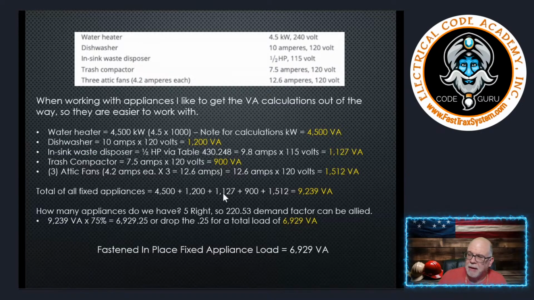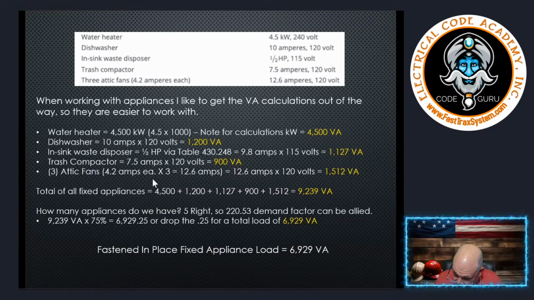Why? Because how many appliances do we have? Do we have 5, right? No, we've got more than 5, don't we? 1, 2, 3, 4, 5, 6, 7, because we had 3 of those attic fans. Even if we were to forget that, we still had 1, 2, 3, 4, 5. We still would be able to apply the 75%. Why? Because we have 4 or more fastened in place appliances, so we're going to be able to apply our 75% to this equation.